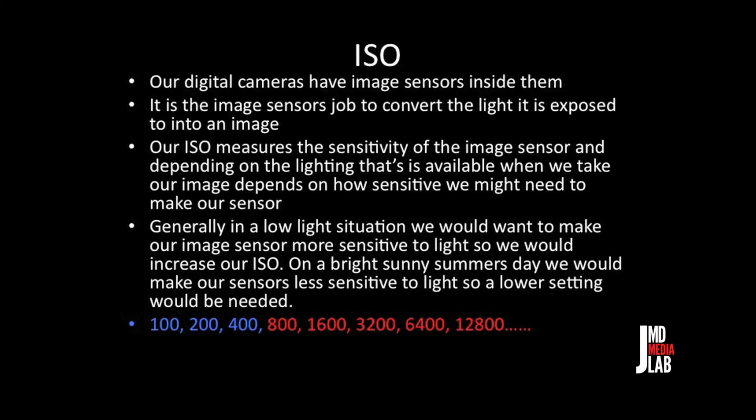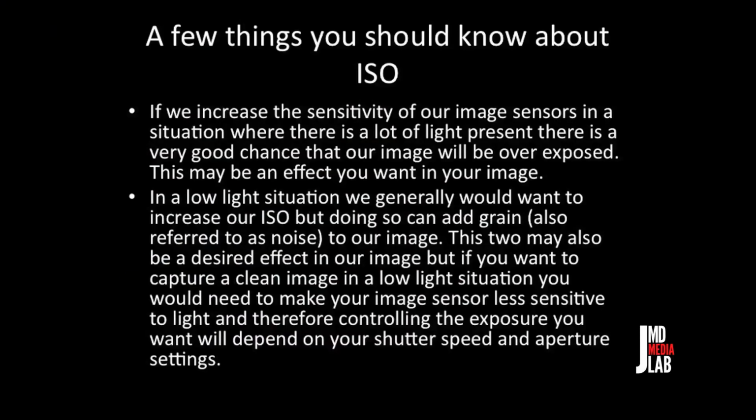Generally, in a low light situation, we want to make our image sensor more sensitive to light, so we would increase our ISO. On a bright summer's day where there's a lot of light in abundance, we probably want to make our image sensors less sensitive to light by using a lower setting, so an ISO 100 or 200 would be appropriate. And if we're out shooting in low light, we probably want to use an ISO of 800 or above. Now, there are a few things you should know about ISO.